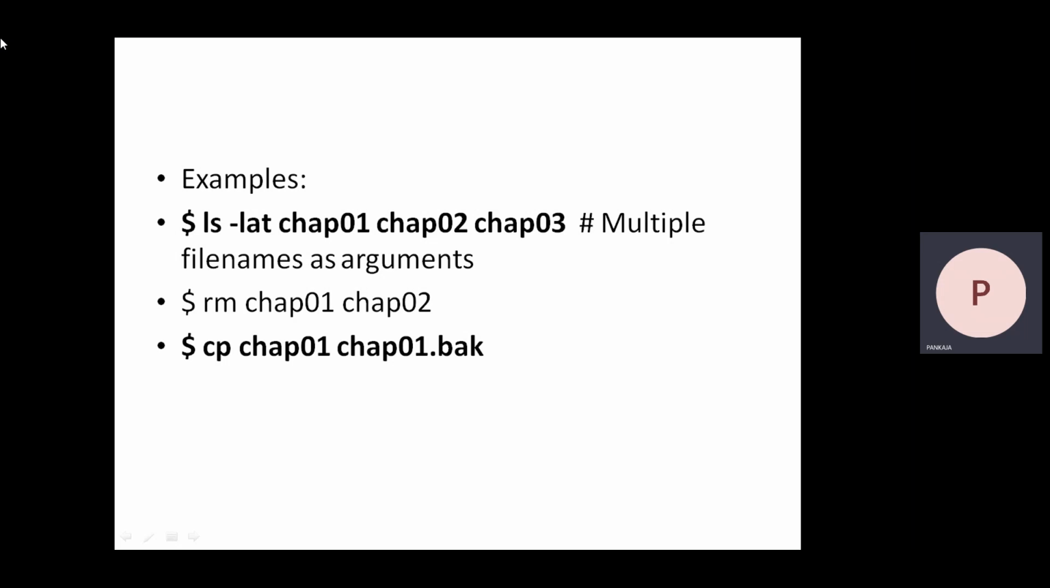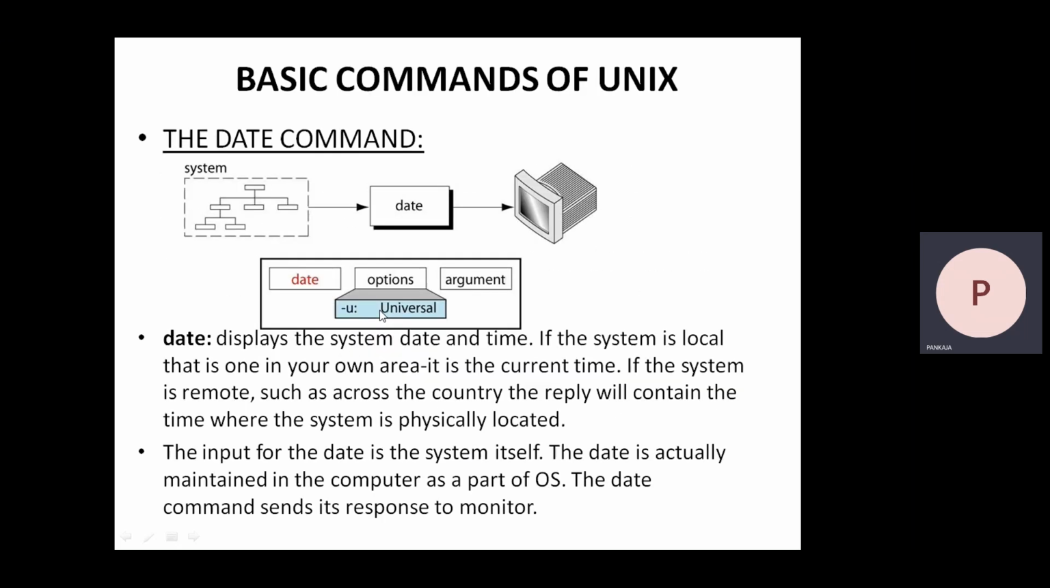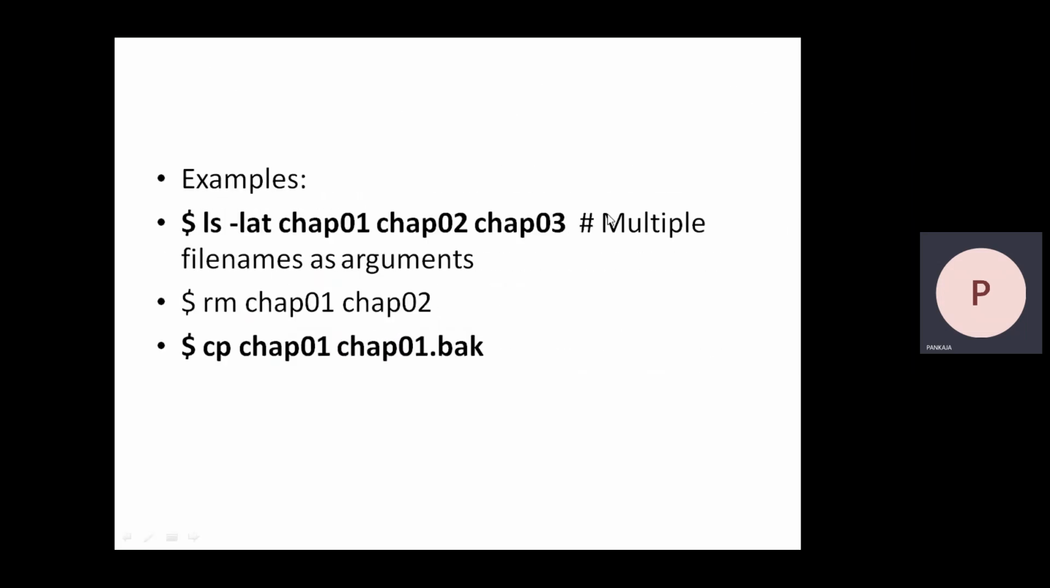What is this command? Even a comment line is also written here. See, hash can be used for writing a comment line. This is the comment line and this is the command. What does this indicate? Multiple arguments. You are specifying multiple arguments. Before, I had given just one particular file name, but here I am specifying multiple file names as arguments. Then you will get the details of these files. If you want, you can check that also.